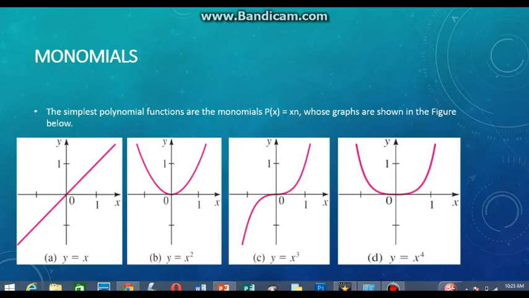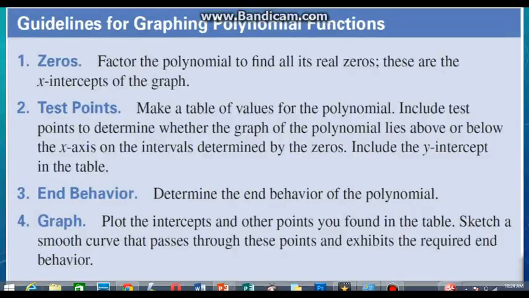Monomials. The simplest polynomial functions are the monomials, P(x) = x^n, whose graphs are shown in the figure below. We have y = x, y = x squared, y = x cubed, and y = x to the fourth power.